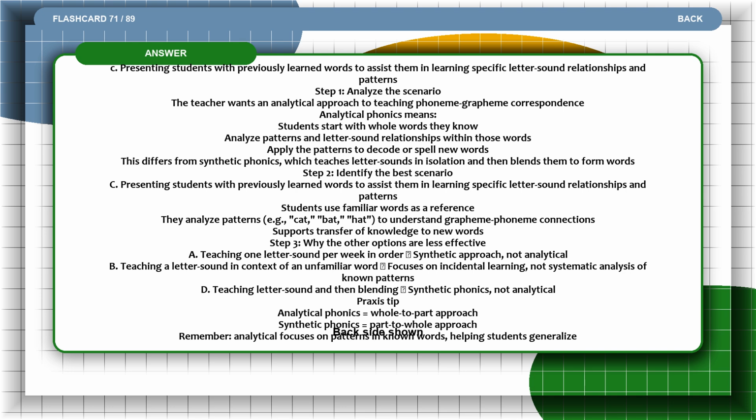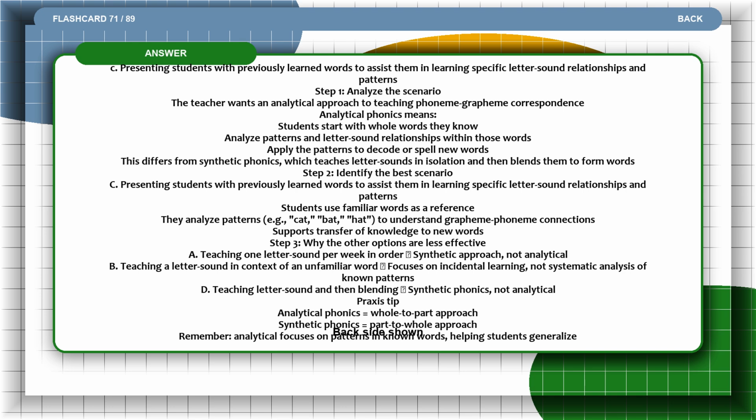Step 2. Identify the best scenario. C. Presenting students with previously learned words to assist them in learning specific letter-sound relationships and patterns. Students use familiar words as a reference. They analyze patterns, for example cat, bat, hat, to understand the grapheme-phoneme connection. This supports transfer of knowledge to new words.